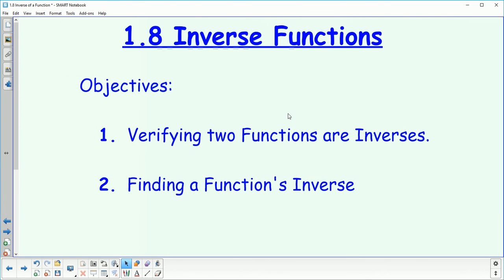Okay, so that's it. That is your 2 things that we're looking at in 1.8. We're verifying functions, which means we have to take the composite of the functions both ways, f of g of x and g of f of x, and then we find an inverse function, those 4 steps. Basically, we're just swapping x and y, solving for y, and we're going to call that our inverse function.